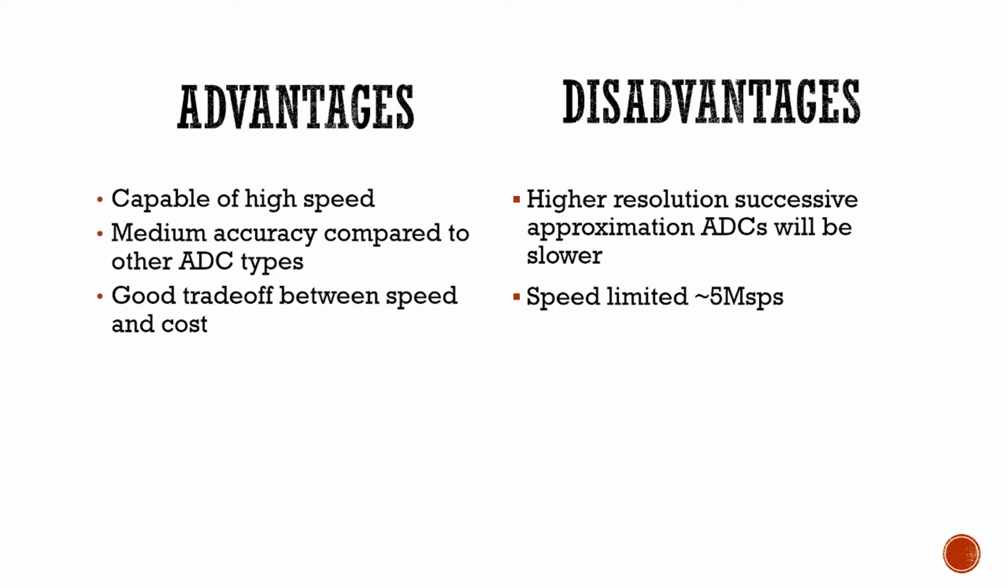Now moving on to its advantages and disadvantages. It is of medium accuracy and can attain high speeds for that accuracy. However, higher resolution successive approximation ADCs require going through a lot of cycles, hence the speed is very less for higher resolution applications.